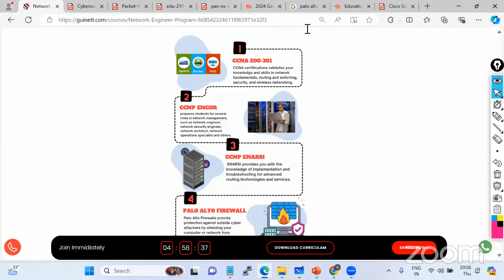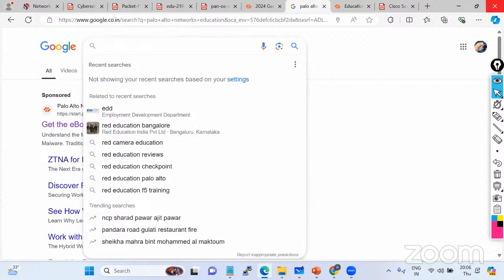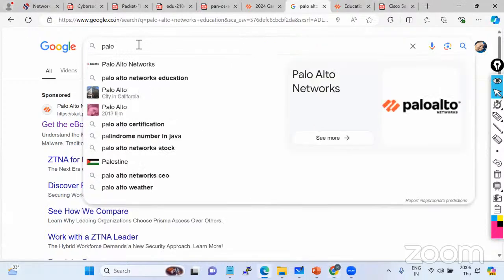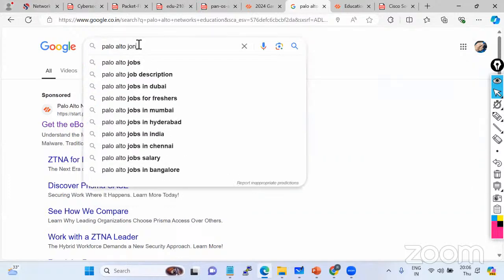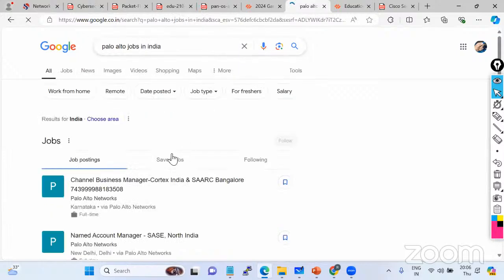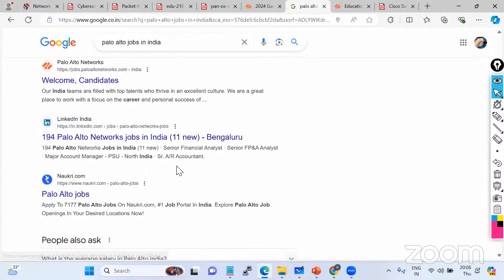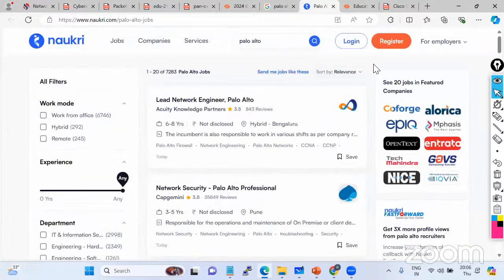Let me give some data so you can understand. If I just go here and search Palo Alto jobs, maybe Palo Alto jobs in India. You can search in your own country as well, whatever country you are staying in. If I open this window, you can see, I randomly searched it.